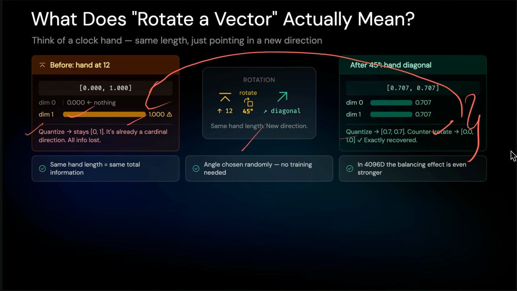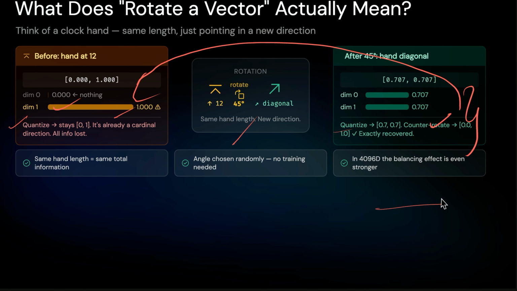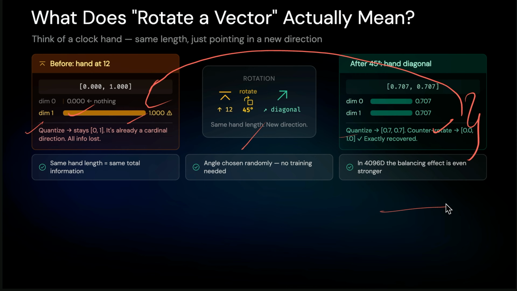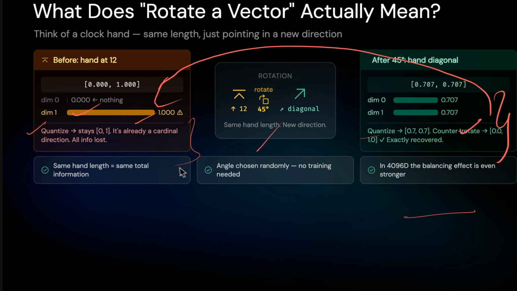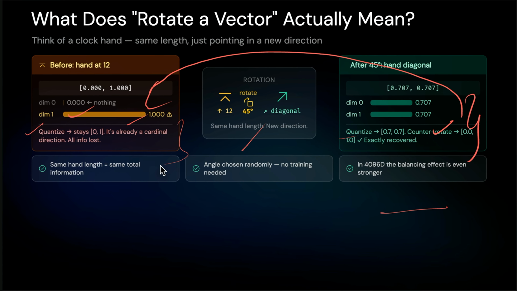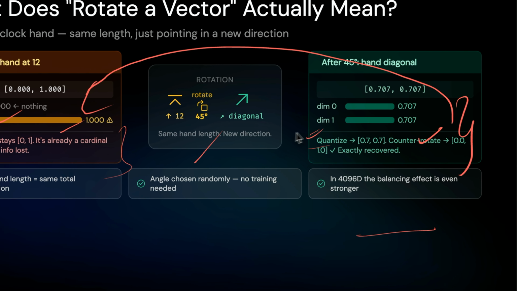Now the key thing to note about rotating a vector is that in a high dimensional space, it's the same operation, just described by a matrix instead of a single angle. The key property is that rotation always preserves the length. The total information in that vector remains unchanged. What changes is which dimensions carry the weight. Before, dimension 1 had almost everything, right? But after a random 45-degree rotation, both dimension 0 and dimension 1 share equally.